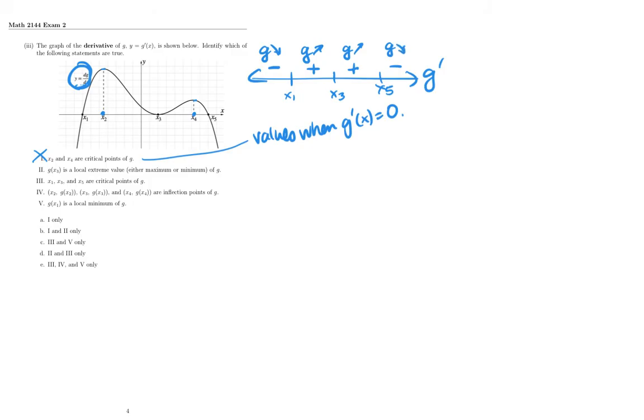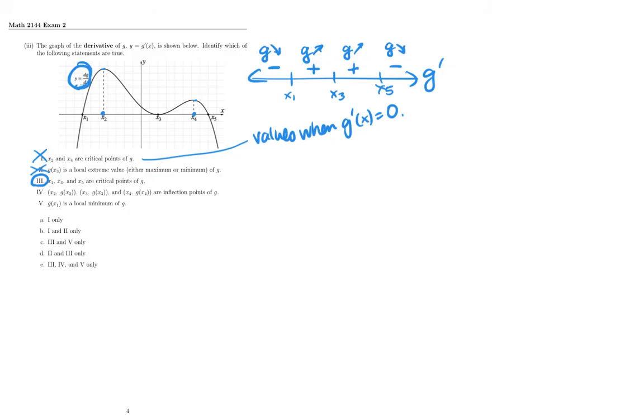Okay, so is it true that x3 is a local extreme value? Well, I can see that x3 is neither a max nor a min because G is increasing on both sides, so 2 is false. Next one, x1, x3, and x5 are critical points of G. That is true because they are values for which G prime is 0. Next one, x2, G of x2, and x3, G of x3, and x4, G of x4 are inflection points of G. Okay, so to tell if they're inflection points or not, I need to see if the concavity changes.